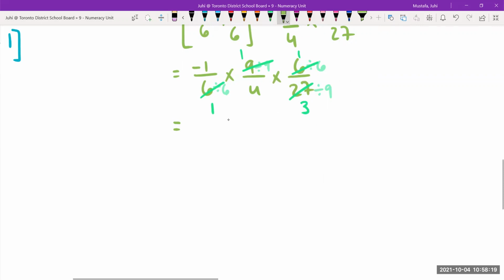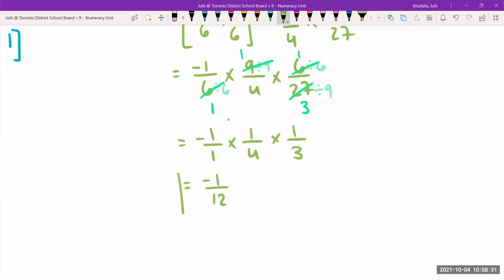I'm going to rewrite the numbers. So it's going to be -1/1 times 1/4 times 1/3. And nothing else can be cross reduced. So our final answer is just going to be -1/12. Did you guys get this as your answer? Excellent. Okay.